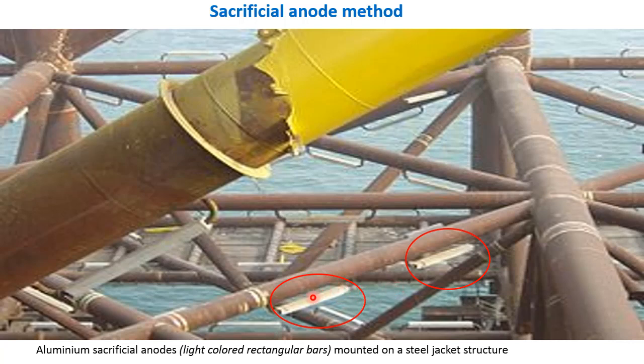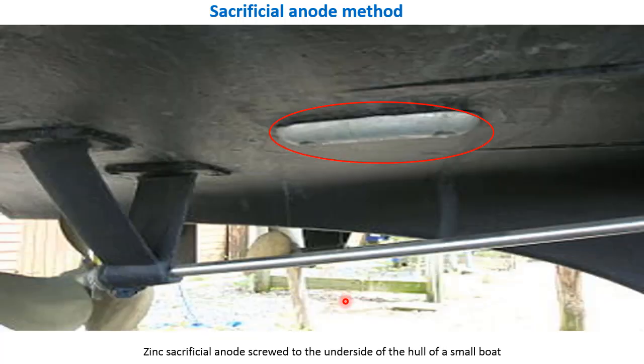Here you can see an aluminium sacrificial anode mounted on a steel jacket structure. These are the aluminium sacrificial anodes. Zinc sacrificial anode screwed to the underside of the hull of a small boat.